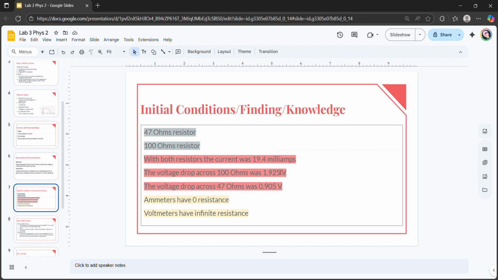Some of the initial conditions and then the findings: the initial conditions are we had a 47 ohm resistor and a 100 ohm resistor for the first one. We tested these, they were correct. And then afterwards we found that for both resistors, the current was 19.4 milliamps. It's pretty much the same everywhere, as it should be. The voltage drop across the 100 ohms was 1.925 volts. Voltage drop across the 47 was 0.905 volts. Ammeters have 0 resistance, voltmeters have infinite resistance.